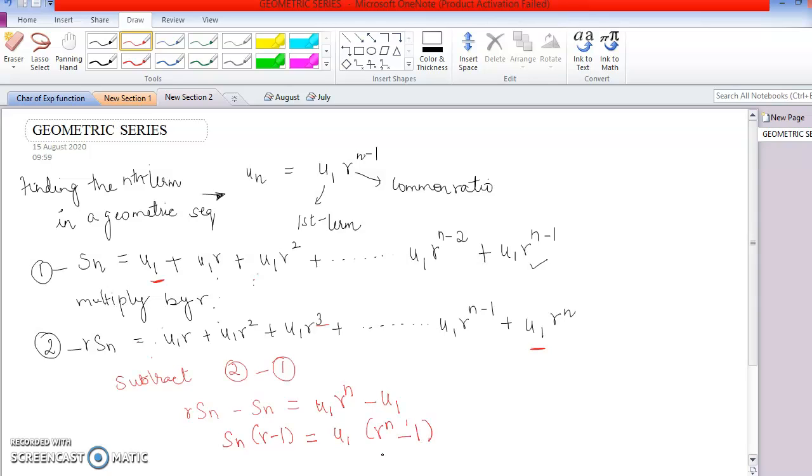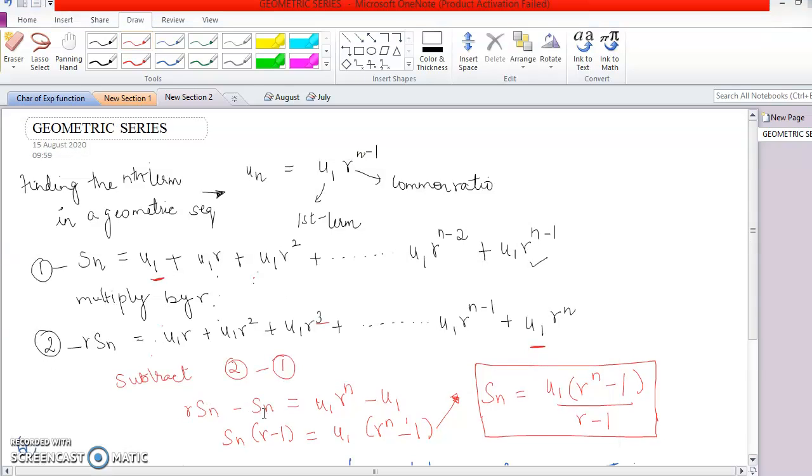All right. Then if I continue solving this, for Sn, I see r minus 1 can be taken to the other side. So you have u1(r^n - 1) divided by (r - 1). Now this is our formula to calculate the sum of a geometric series.